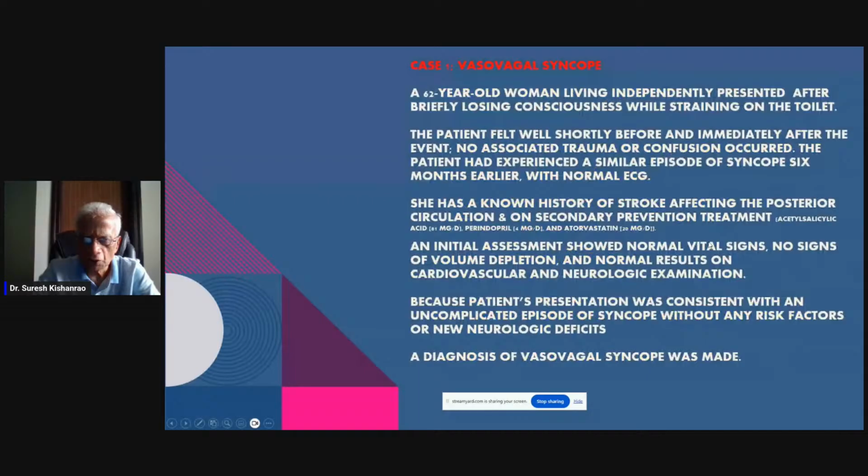Now I'll walk you through about half a dozen cases which give an indication of the varieties of syncopes. The first case is about vasovagal syncope. Here, a 62-year-old woman, living independently, presented after briefly losing consciousness while straining on the toilet. She comes to me and says, "Sir, I was sitting on the toilet, strained myself, and felt syncope."